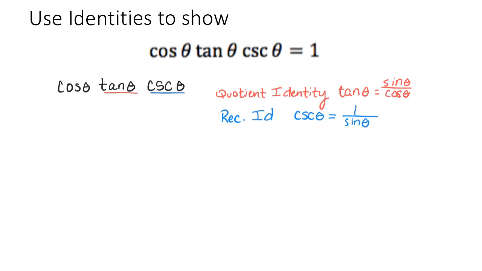All right, so from here I can say that the expression cosine of theta times tangent of theta times cosecant of theta is equivalent to cosine of theta times tangent's identity. Tangent's identity is sine of theta over cosine of theta, times cosecant's identity, which is 1 over sine of theta.